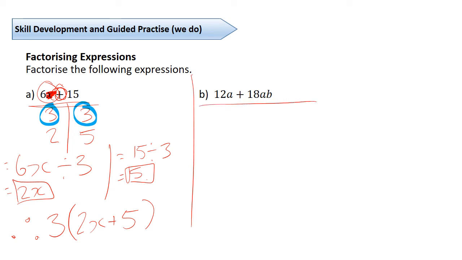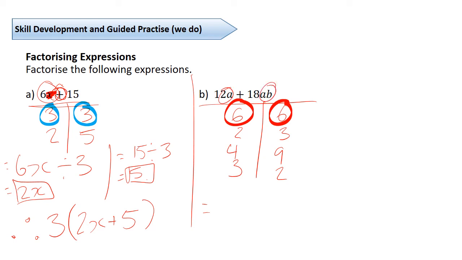Righto, we'll rush through this one since we explained that one pretty thoroughly. Numbers first, okay, so factors of 12: 6, 2, 4, and 3. Factors of 18: 6, 3, 9, 2. Looking for the highest one, 6. Good. I also need to have a look at my variables. There's variables in both terms this time, A and AB. Now, A is common. It is in both. So therefore, it is a common factor, and it's going out the front with the 6.